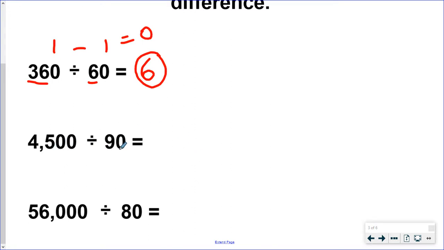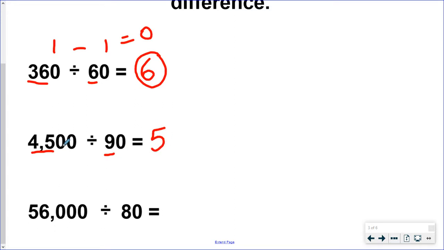Again, I'm going to ignore the zeros in this problem here, 4,500 divided by 90. Just ignore the zeros. When I do that, my problem is just 45 divided by 9. So again, another way to look at this is, what would I multiply 9 by to get 45? 9 times 5? Yeah, 9 times 5 is 45. So I'm going to go ahead and write my 5 down.